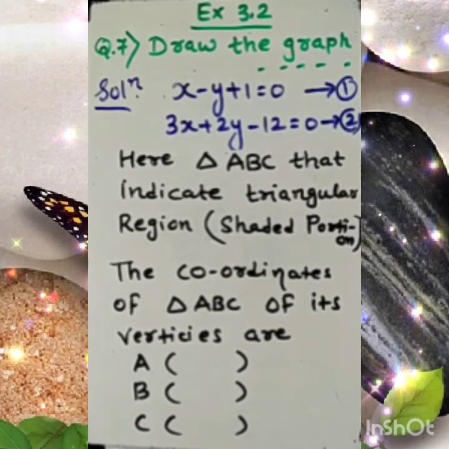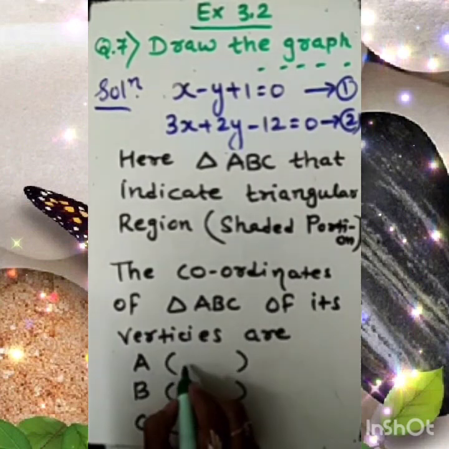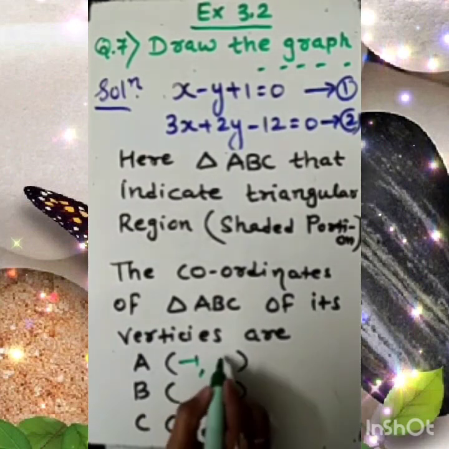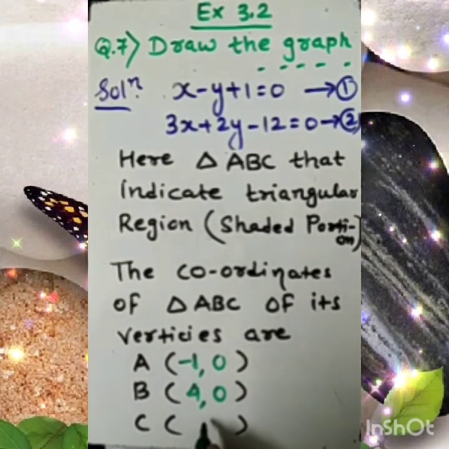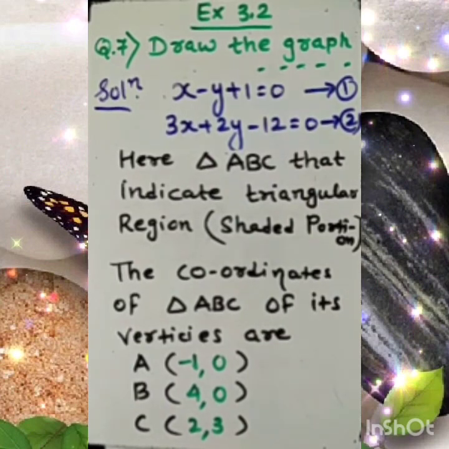We already mentioned it on the graph paper, but here also we need to mention the A point. We have mentioned -1, comma 0. B point has 4, comma 0, and of course the C point is 2, comma 3. So these three are the vertices of the triangular region. Very easy, quite an easy question. This exercise ends with question number 7 here. Fine.